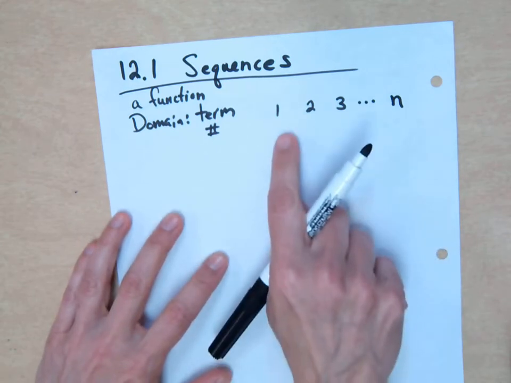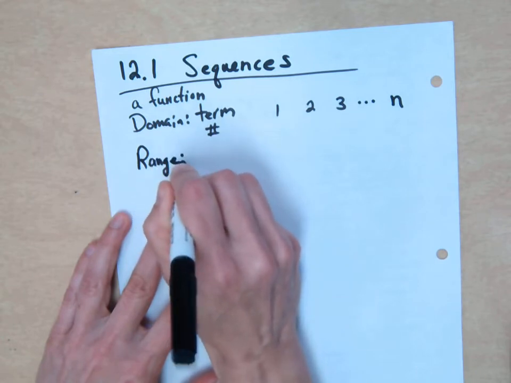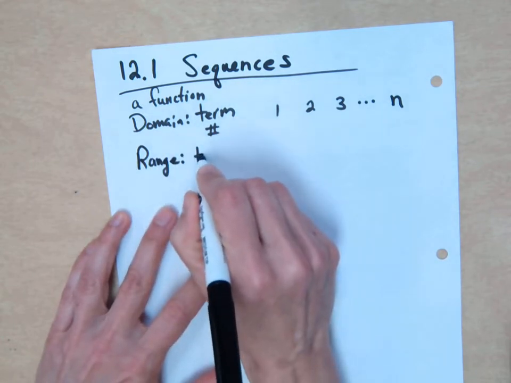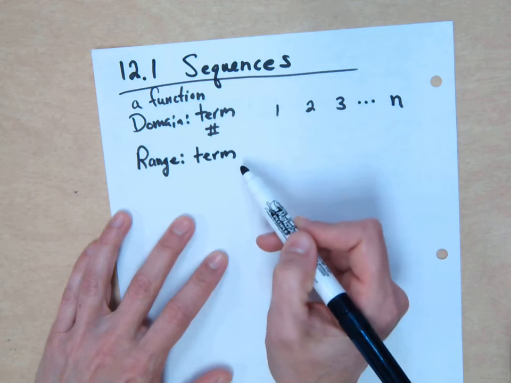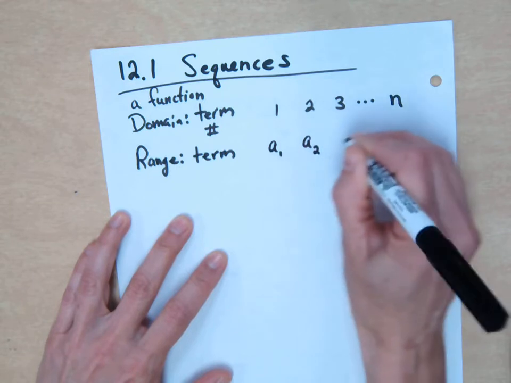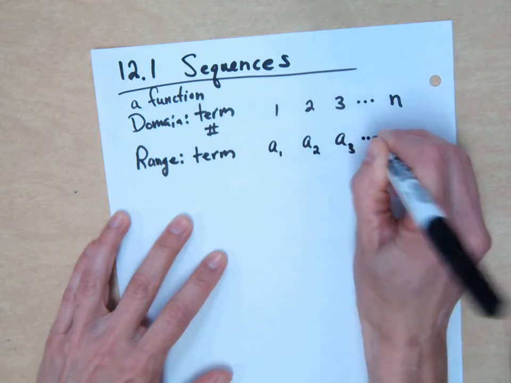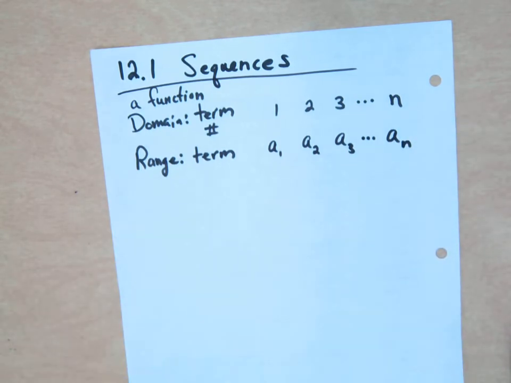And what we're looking for is a way to go from the term number to the actual number in the sequence. That's the range, or the output: the actual term in the sequence. So term number and the actual term. We could represent it by a sub 1 for the first term, a sub 2 for the second term, a sub 3, and then a sub n is the actual nth term. So a sequence is just a set of numbers separated by commas. You can have an infinite sequence where the numbers go on and on forever, or a finite one where there are just like 3 terms.